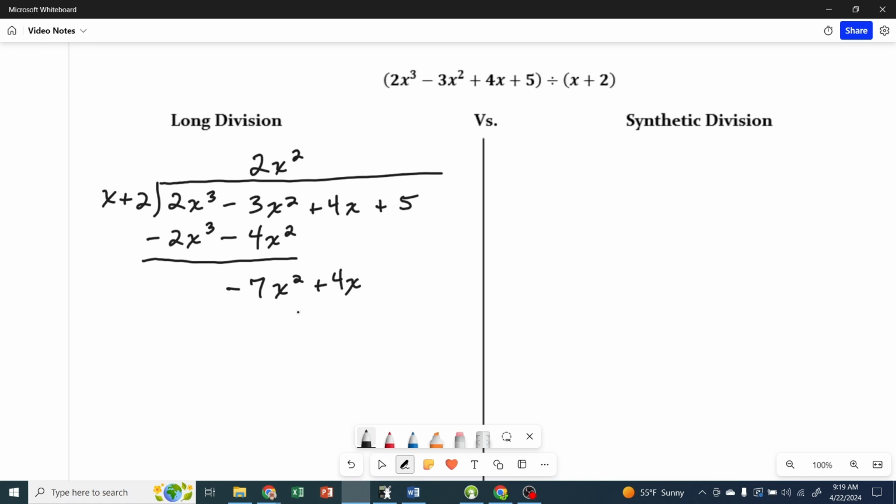Now, x goes into negative 7x squared, negative 7x times. So now we multiply. Negative 7x times x is negative 7x squared. Change your sign, plus 7x squared. Negative 7x times 2 is negative 14x. Change the sign to plus 14x. Add down. I end up with 18x plus 5.